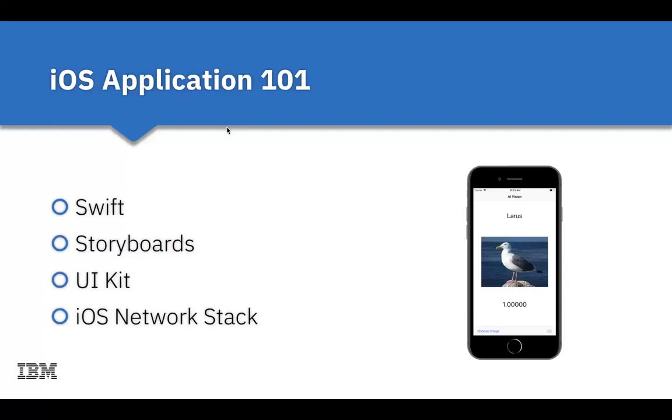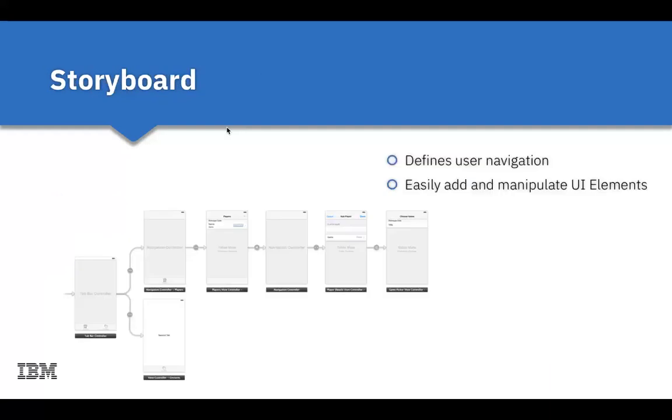The final piece of the puzzle is the iOS network stack, which again, kind of obviously, does exactly what it says on the tin. This is about providing a series of tools for doing network communication in iOS. All of these are available in Swift, in Xcode for iOS application development. So that's pretty much all you need to know. You're now all qualified iOS app developers, or you certainly know enough to understand what's going to go on in the demo. So this is a storyboard.